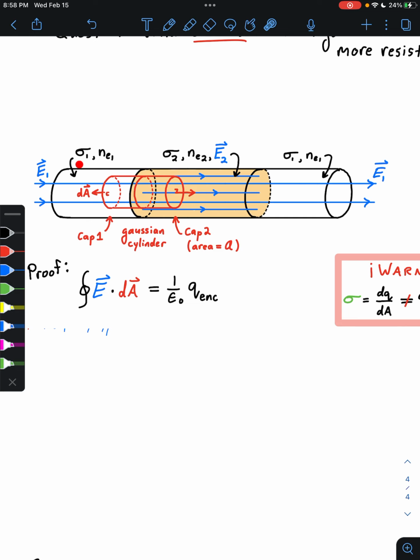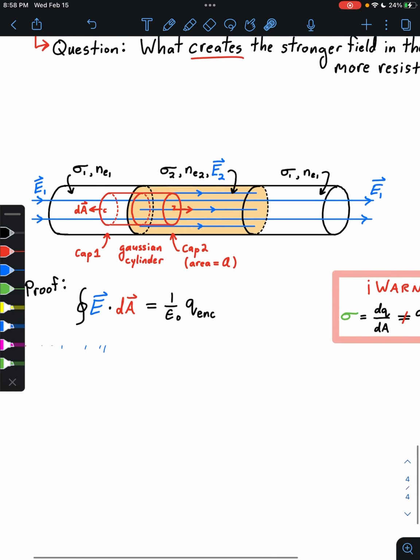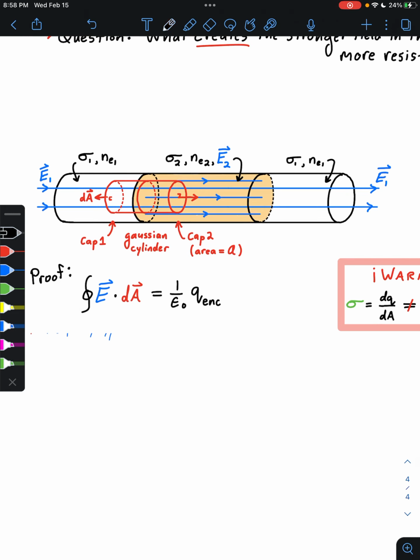Okay, so material 1 with its conductivity and number density of free electrons, and material 2 with its number density of free electrons, conductivity, and field. Stronger field E2 than E1. So there's our setup. I'm just going to make a claim here that the charges that are responsible for this change in the field strength are going to be found at that interface. That there will be surface charge layers not on the outside of the wire, not at that outside surface, but at that internal interface.